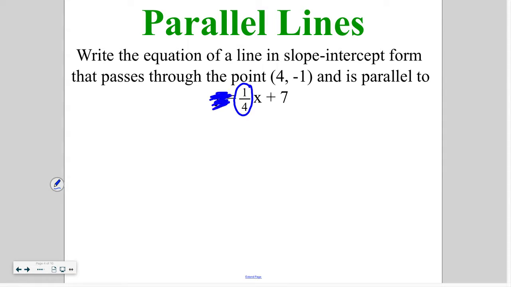If you want to go ahead when you're looking at a problem and cross out the rest of that equation so you don't accidentally use it, that's totally fine. The only piece we care about from the equation is the slope, which in this case is 1/4. Parallel lines means that we have the exact same slope. So our slope is 1/4, our x1 point is 4, and our y1 point is negative 1.